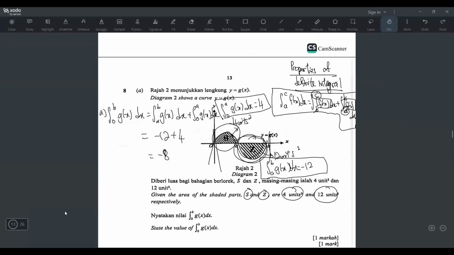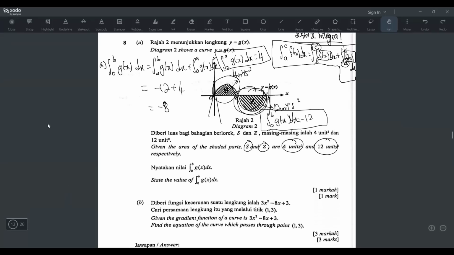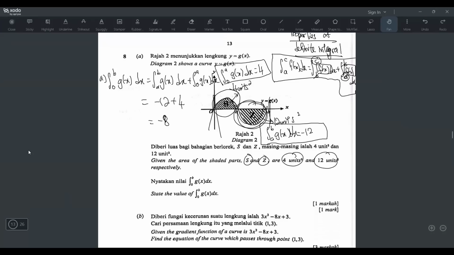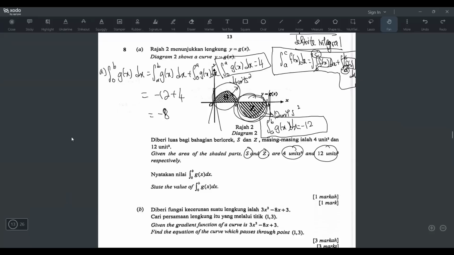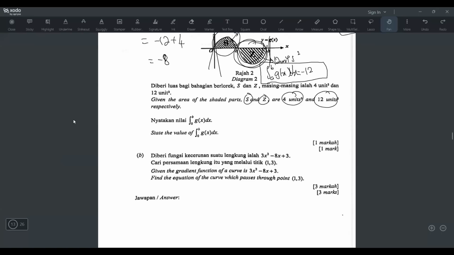Okay, I hope you understand. It's just that when you do area, because area tak ada negative, right? That's why when you do area, you cannot have negative. But when you're doing integration value, you can get negative answer sometimes, right? That's why when you find area, you will put the modulus for the answer. Okay, I hope you understand now.